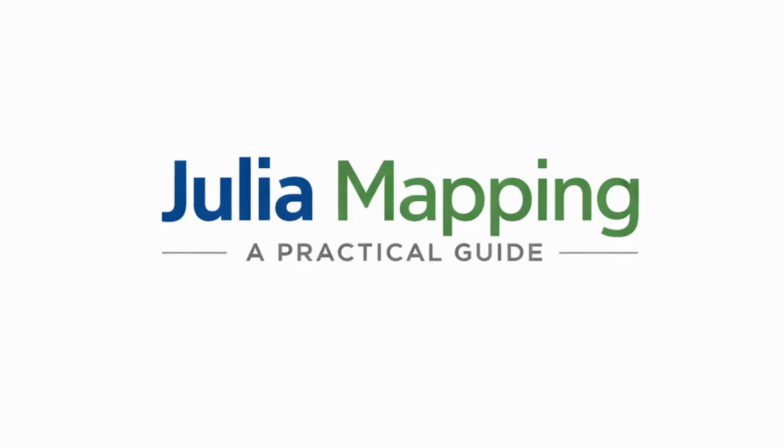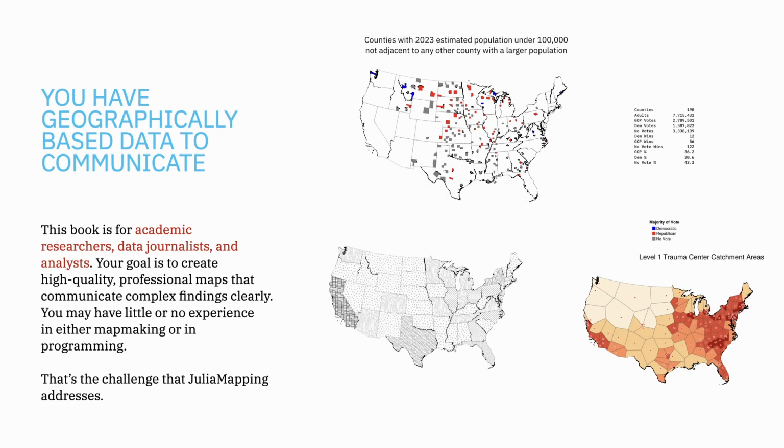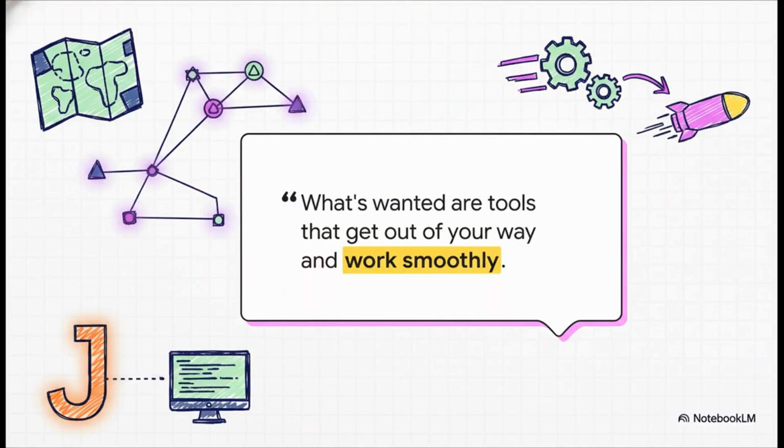Well, that's where this new guide, Julia Mapping, comes into play. It's really designed for people like researchers, analysts, and data journalists. Basically, anyone who needs to make some seriously high-quality maps without getting totally bogged down in complicated software. And this is the whole philosophy behind it, which is just fantastic. The goal isn't to make you a software expert. The whole point is to give you tools that just work. They get out of your way, so you can actually focus on the story your data is trying to tell.